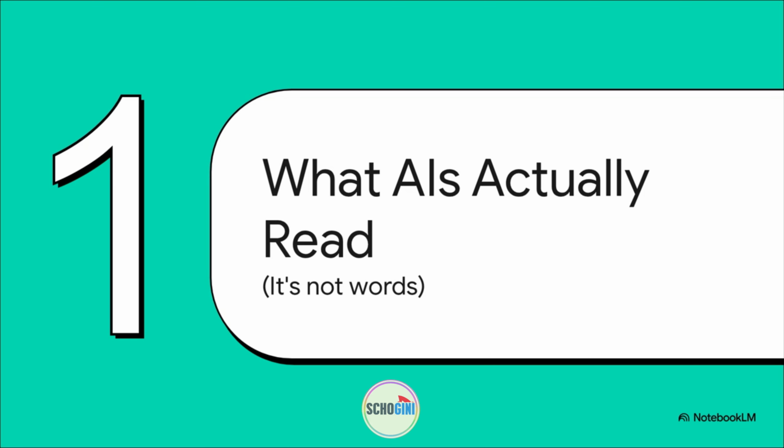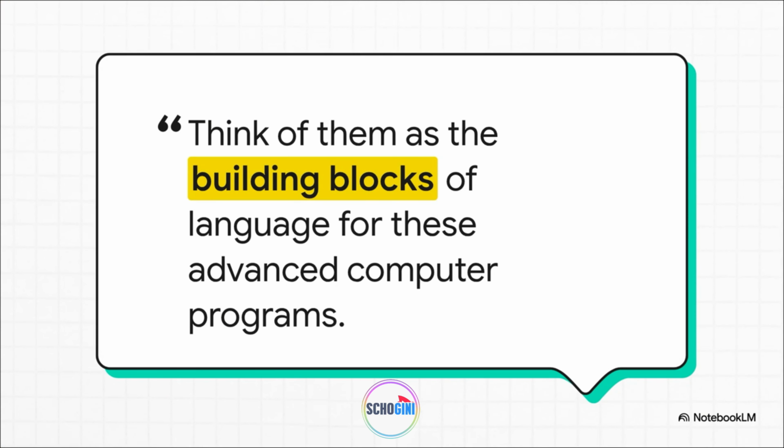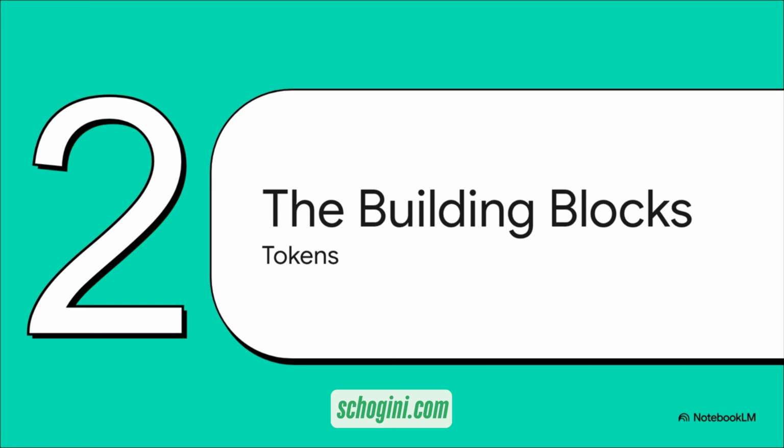Okay, so that brings us to what AIs actually read. Before we can get how they think, we first have to wrap our heads around what they see when they look at our text. And spoiler alert, it isn't words. It's something much, much more basic. The best way to think about it is like this. They're basically the building blocks of language, but for a computer. Before an AI can do anything with what you've written, it has to chop it up into these really simple, manageable pieces. So what do we call these building blocks?